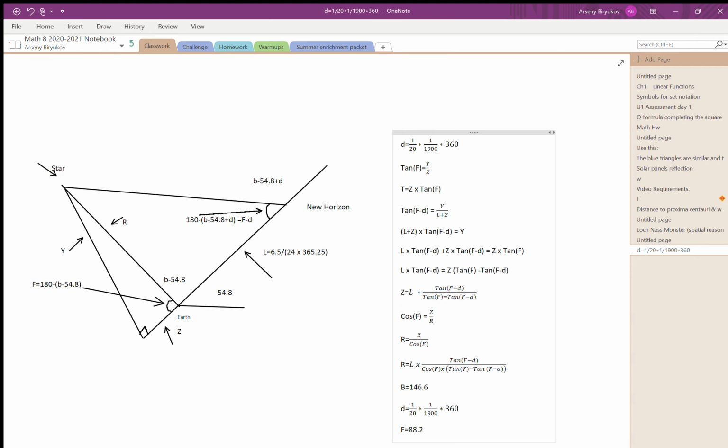If we plug these variables into the formula we made earlier, we will receive our final result for the distance to Proxima Centauri, which is 4.4822 light years.